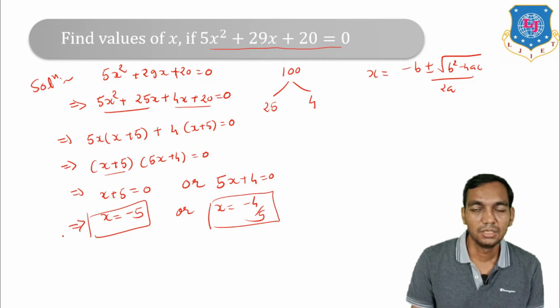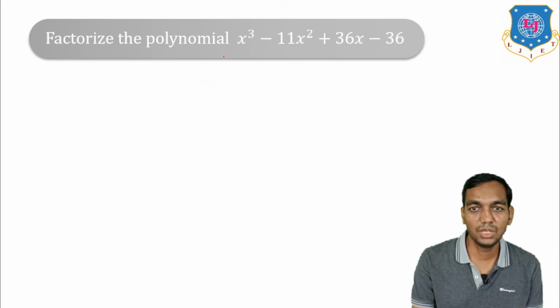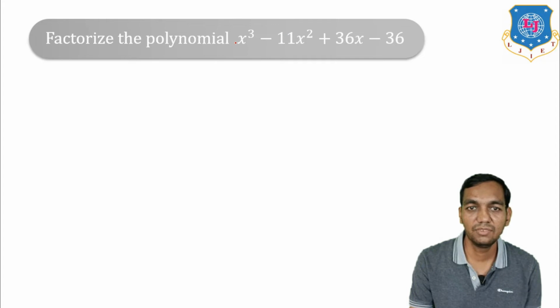Correct? This is the solution. Now in the same manner, we are going into the basic factorization. Now see, this is not the quadratic term. Again, this is not the quadratic term. Then again we are starting with the coefficient of the first term and the constant term.